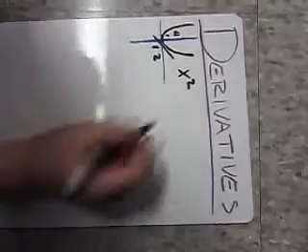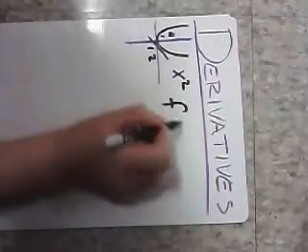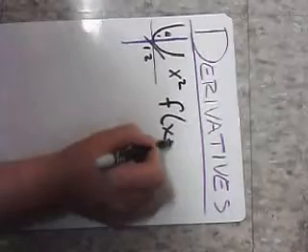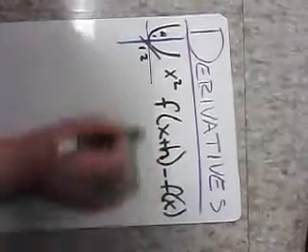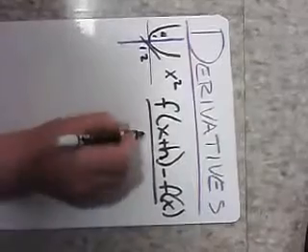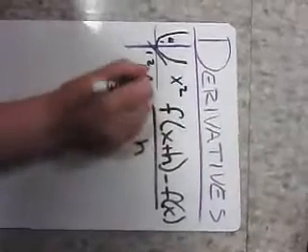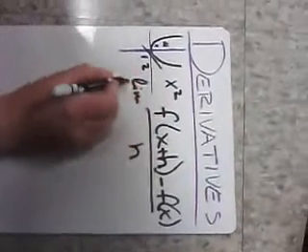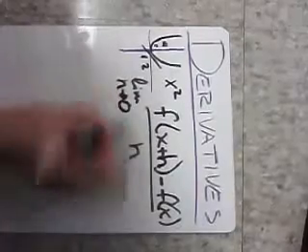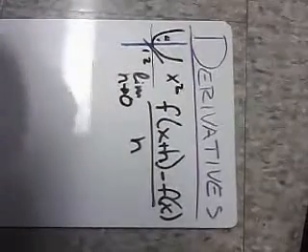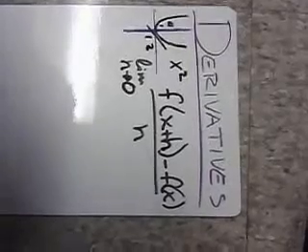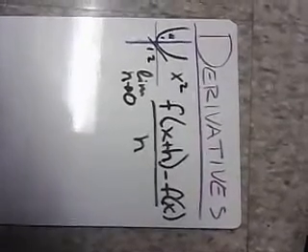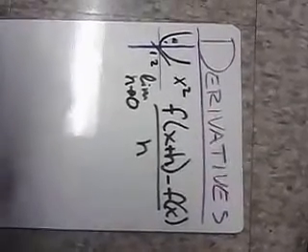Instead we use this equation: f of x plus h minus f of x, all over h, as the limit as h approaches 0. And the reason you can't just plug stuff in right here is because you can't plug 0 into the denominator. It's just basic algebra. Nothing works there. It's undefined.